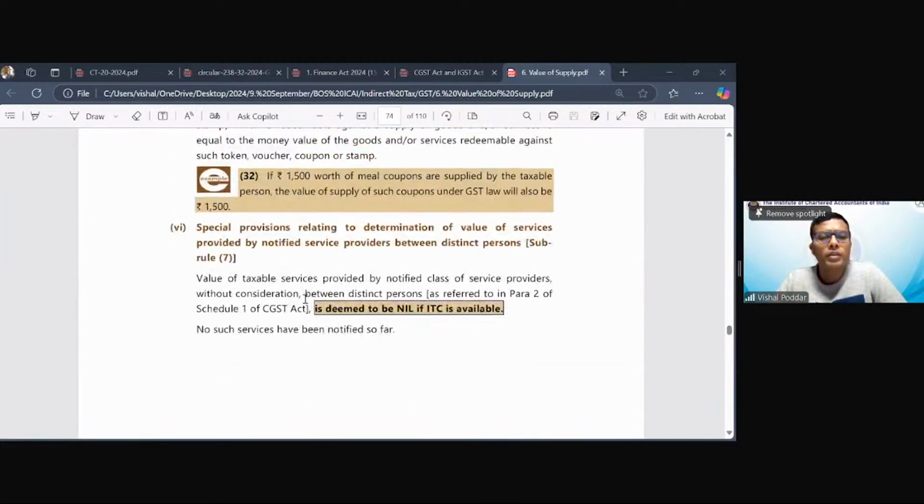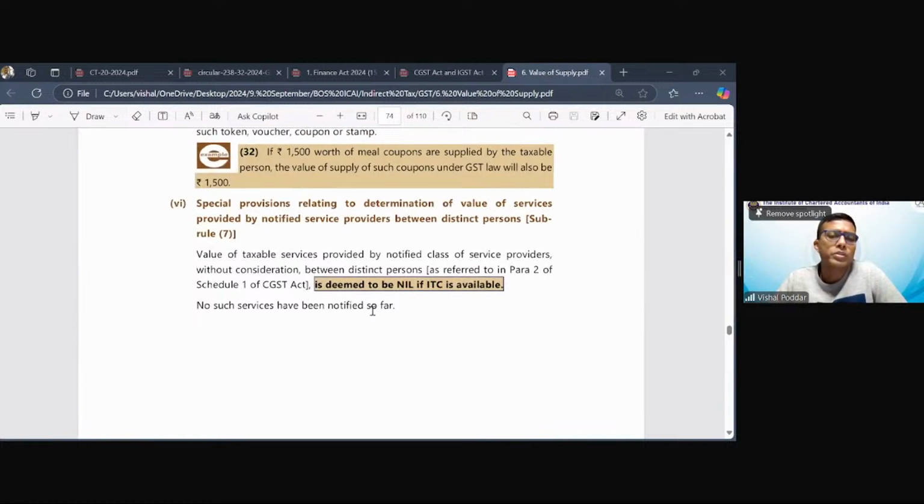What are the notified services? Okay. So till now, no such service has been notified. Basically, this rule is made to avoid invoicing between certain distinct persons. Till date, they have not notified. Maybe in future, let us say they notify a bank.